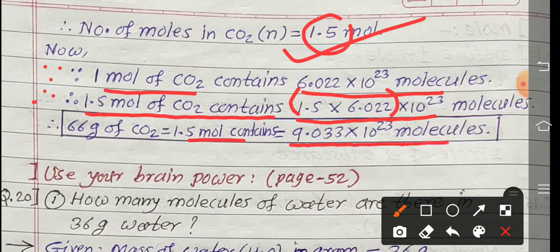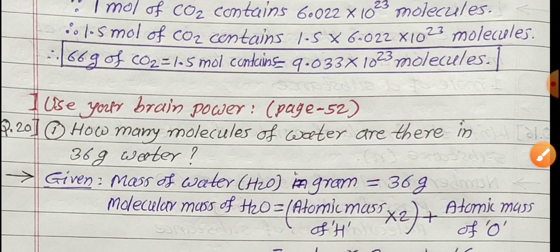9.033 into 10 raised to 23 molecules. So after multiplication of these two numbers, we are getting the answer 9.033 into 10 raised to 23 molecules. All are getting? So 66 gram of CO2 contains how many molecules? 9.033 into 10 raised to 23 molecules. In this way, you try to solve. One more answer I will show.